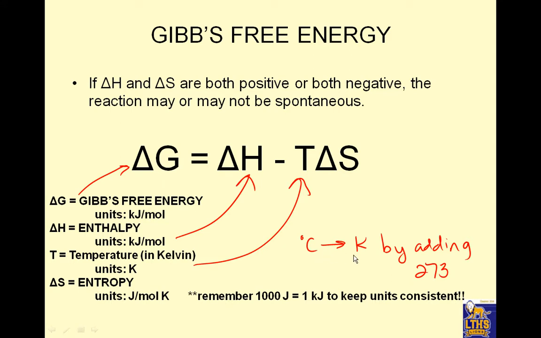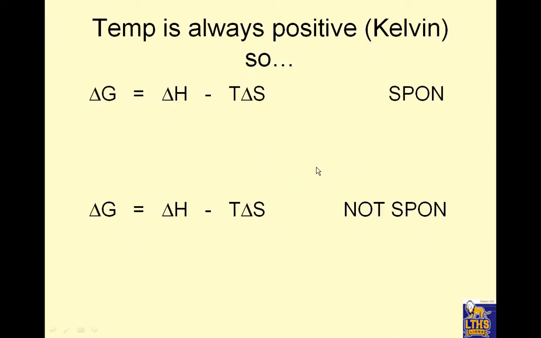Celsius to Kelvin by adding 273. And then S is entropy. Notice the units on entropy, joule per mole Kelvin, and notice the units on temperature. If you multiply those together, what cancels? The Kelvin cancels, and then you get joule per mole. Just be careful because some data tables give you entropy in kilojoules, and so you just have to change it to joules if you want to plug in any of the other factors.